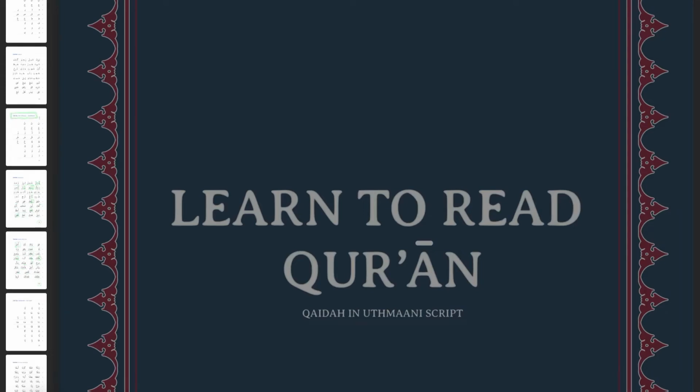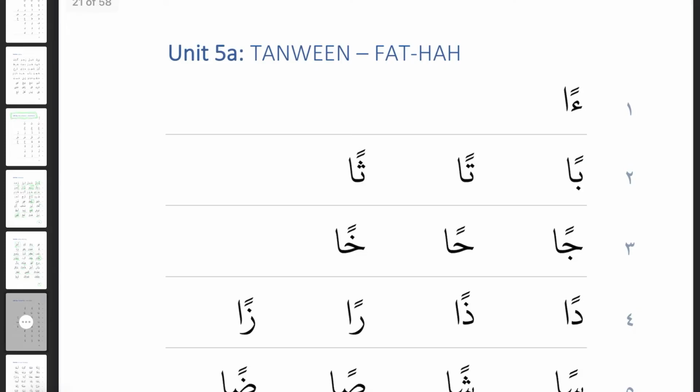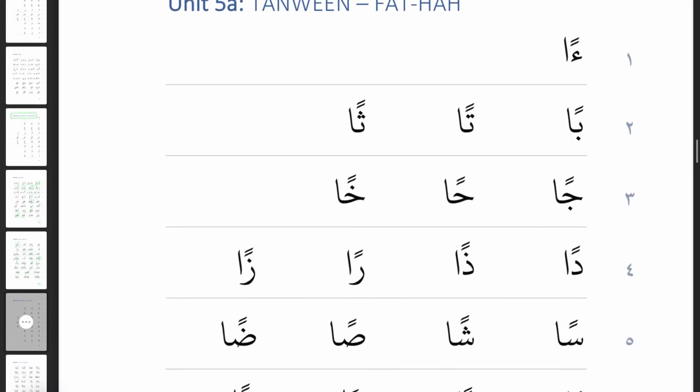So we are moving on. We've done all the vowels and I promised you there's only three vowels. We've got the fatha, the ah noise, the dhamma, the u noise, and the kasra, the e noise. But we're going to look at something a little bit different today. So today we're actually looking at Unit 5a, which is the Tanween of Fatha.